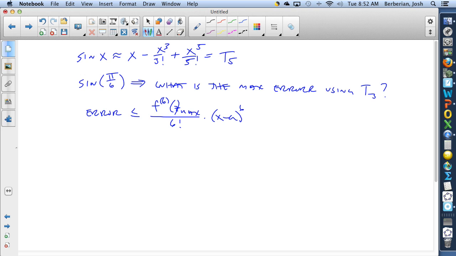And you can calculate that and you will get an error, okay? It's not going to be 0 because, you know, think about this. The maximum that the sixth derivative takes on from 0 to pi over 6 is not 0. It should be the fifth. Right? And 6 factorial is not 0, and pi over 6 minus a is not 0. So the error would not be 0.